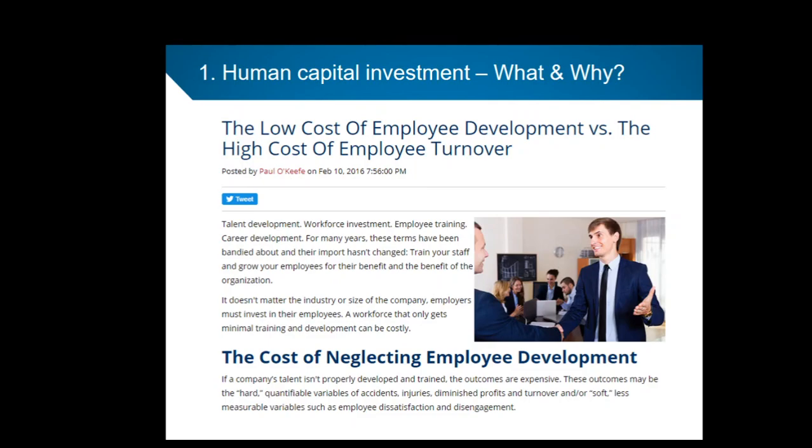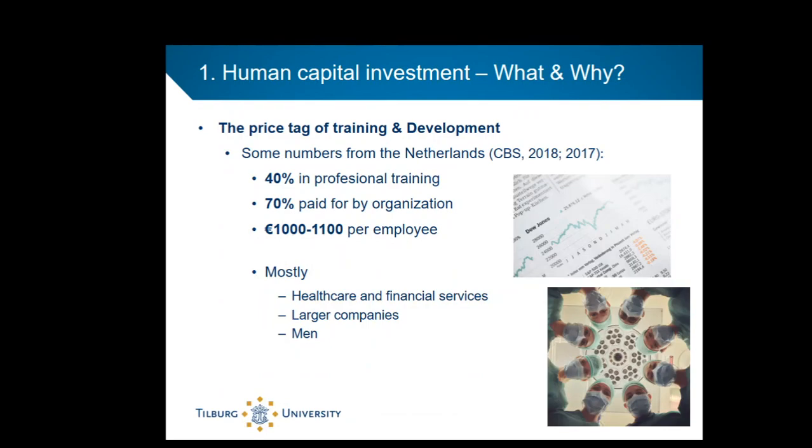Unfortunately, as you would have guessed, training is not free either. But let us first look at a bit of numbers from the Central Bureau for Statistics in the Netherlands. For example, we see that less than half of the professional population in the Netherlands is currently enrolled in some kind of professional training. And the large majority of that training, about 70%, is paid for by the organization, which costs them on average between 1,000 and 1,100 euros per employee.